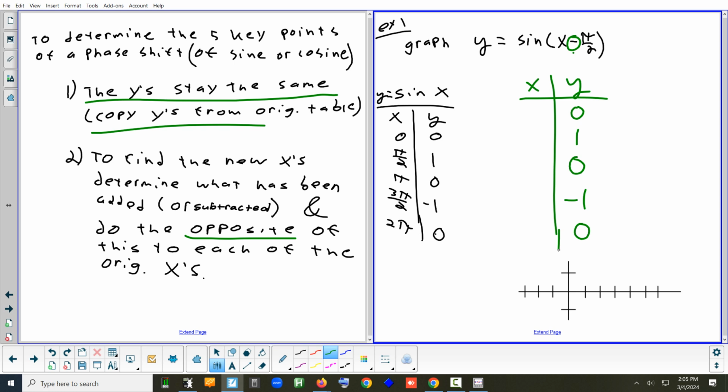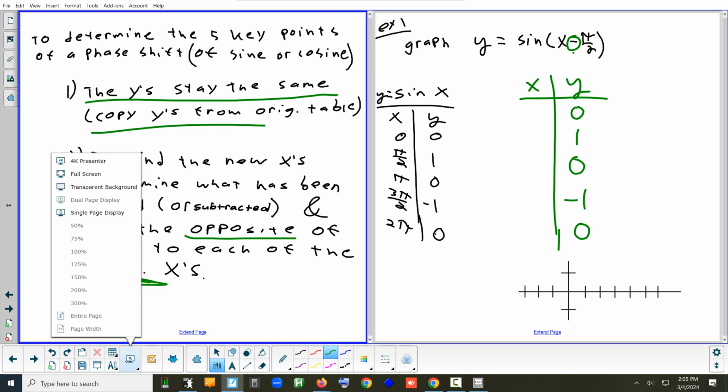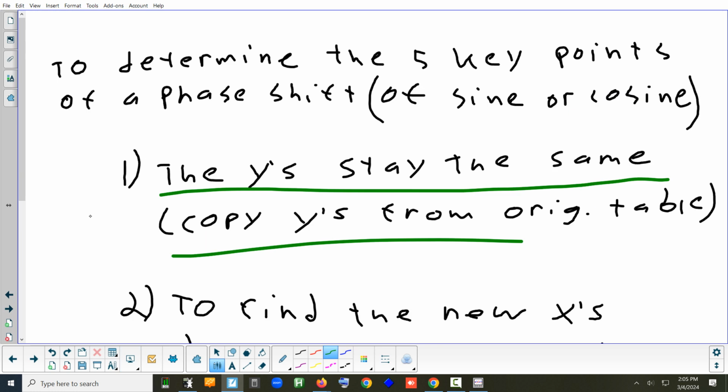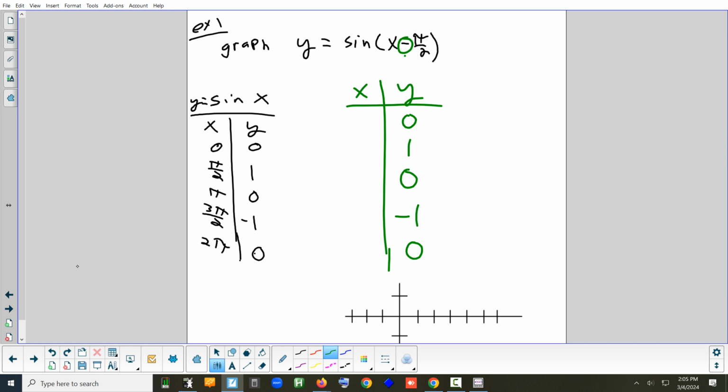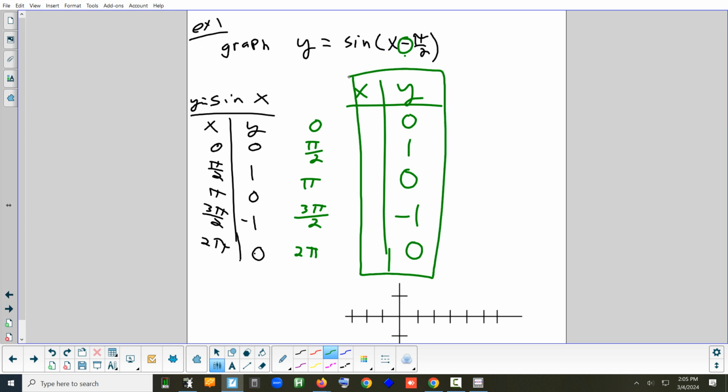Okay, now we need to find the new x's. The first thing, we need the original x's, because then we're going to do something to them. Can somebody give me my original x values for sine? I'm going to write them off to the side. 0, pi over 2, pi, 3 pi over 2, 2 pi. Okay. I put them off to the side because I'm going to put all my final answers in this box.